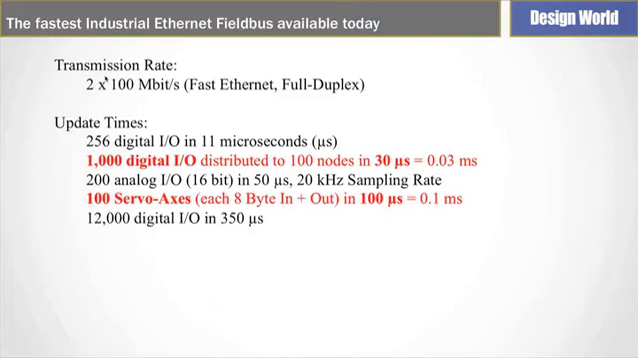So update times, some key ones perhaps, especially for those tuning in today who do motion control: 100 servo axes, 8 bytes in and 8 bytes out for each axis, being able to do that in 100 microseconds. 1,000 digital I/O in 30 microseconds. And since it can support such high update rates, we can even do some elementary oscilloscope functions, for instance, doing 200 16-bit analog channels at 20 kilohertz sampling rate.